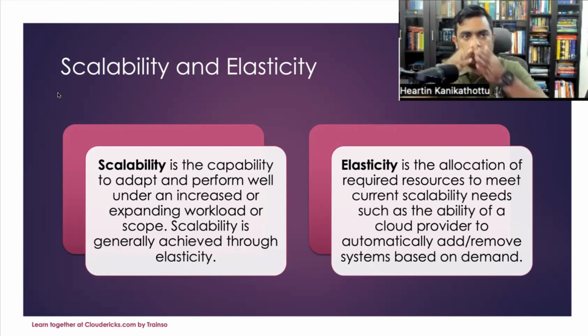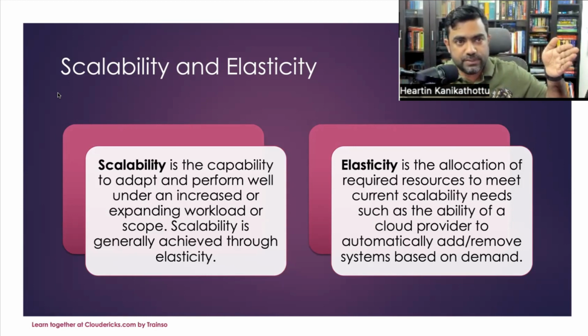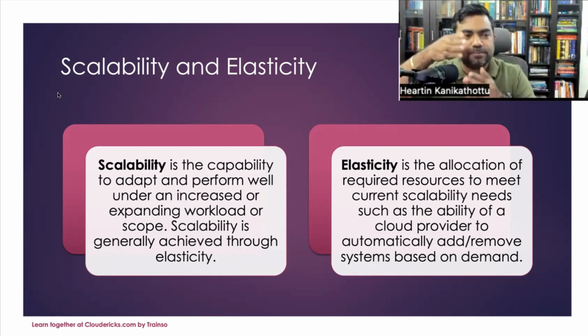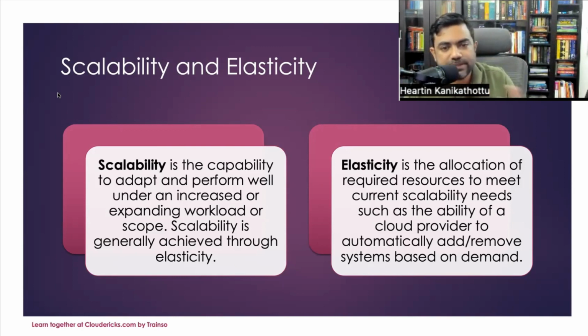Clear? So horizontal means adding more machines, and vertical means upgrading the machine. So scalability, you understand, right? So elasticity is that ability of your cloud provider to actually add these 500 machines based on the load. So how many of you have heard about auto scaling?